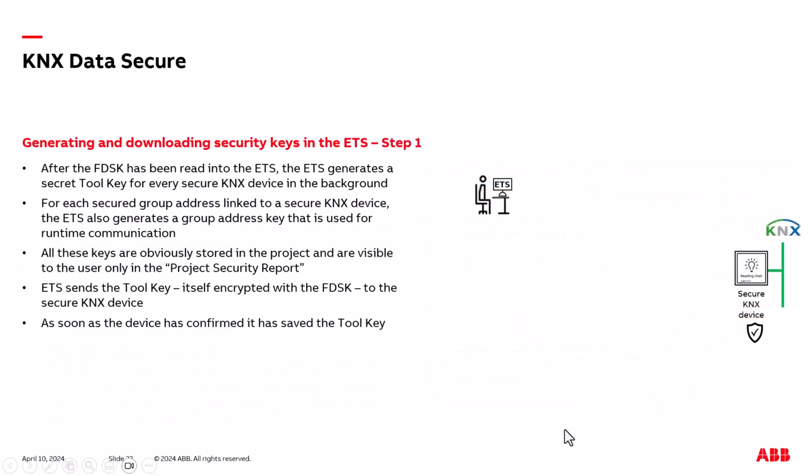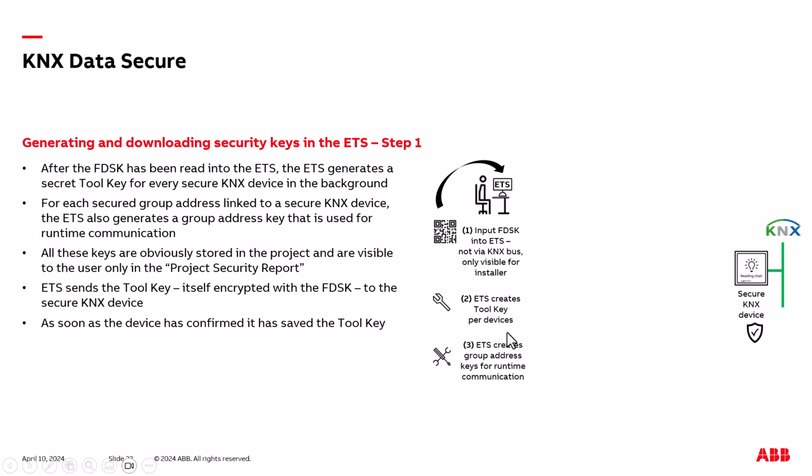Here we see the steps for the commissioning. Remember, at first you have the installer, the system integrator. You have to input a factory default setup key in the ETS. We do it not via the bus, we do it via our keyboard or via the webcam. Then the next step, the ETS creates this device-specific tool key per device. And when we create group addresses, we link them to our group objects. The ETS creates per group address a so-called group address key for our runtime communication.